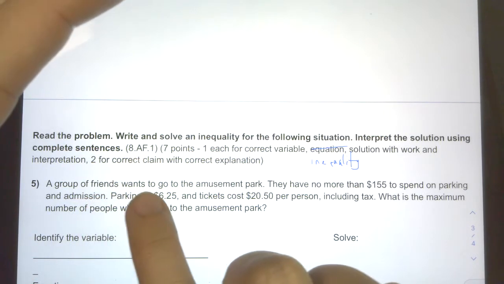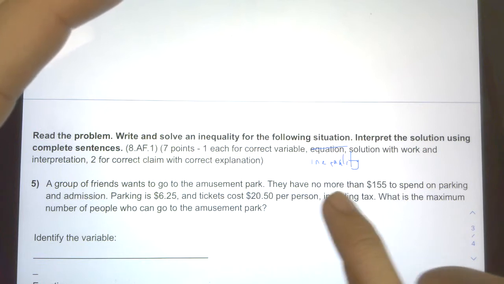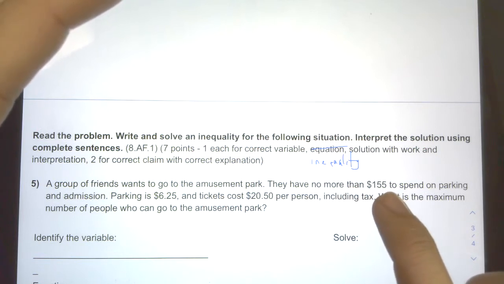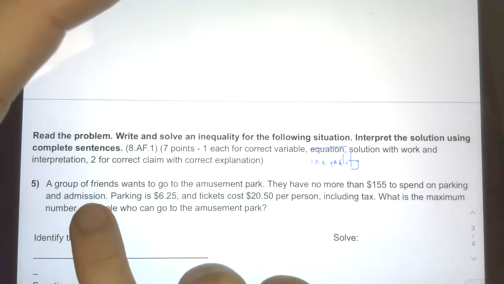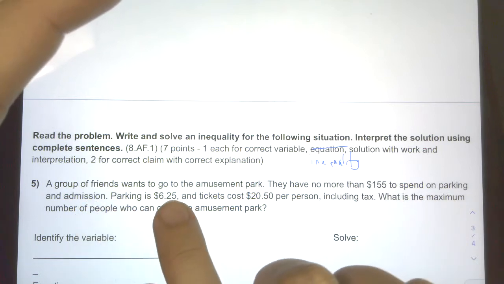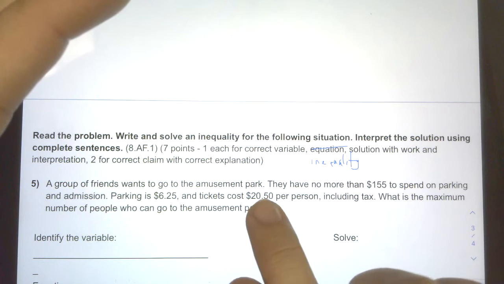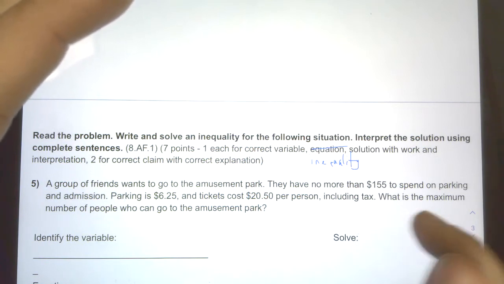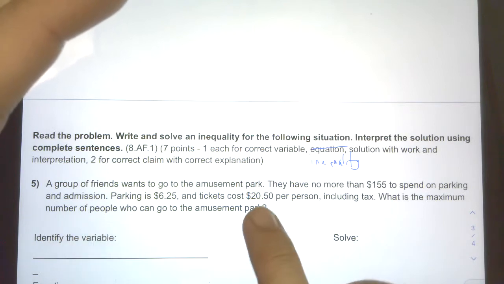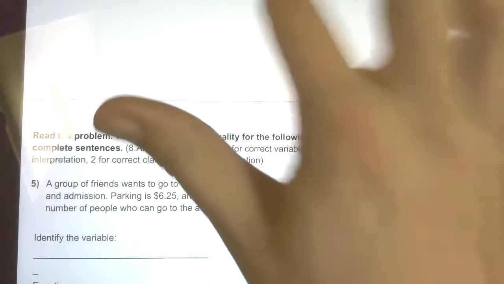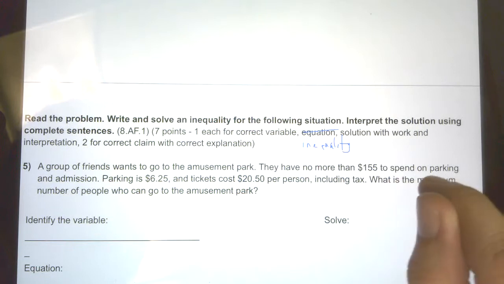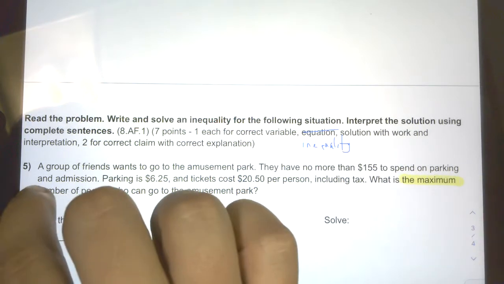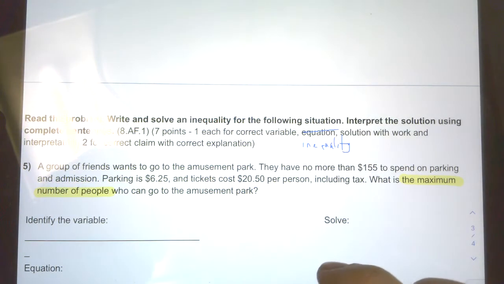A group of friends wants to go to the amusement park. They have no more than $155 to spend on parking and admission. Parking is $6.25, and tickets cost $20.50 per person, including tax. What is the maximum number of people who can go to the park? So we are looking for the maximum number of people.